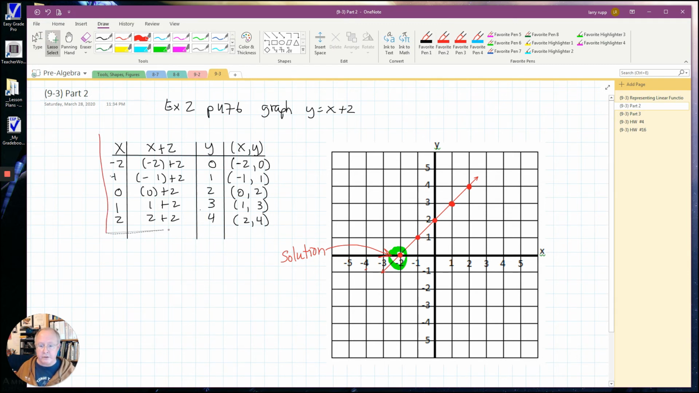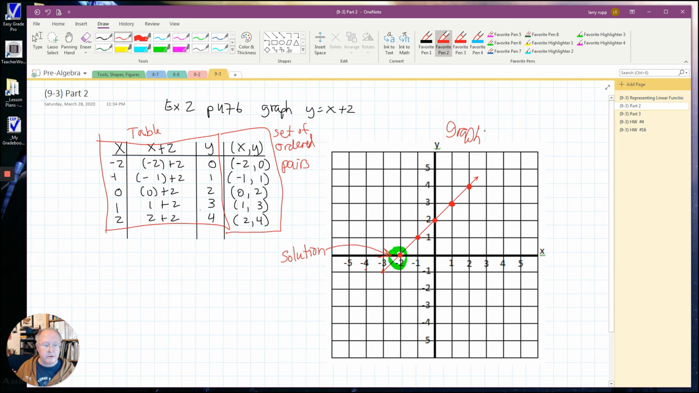So we have a function that's defined as a table, as a set of ordered pairs, and as a graph. You can also have a function defined as words, like our example 1.